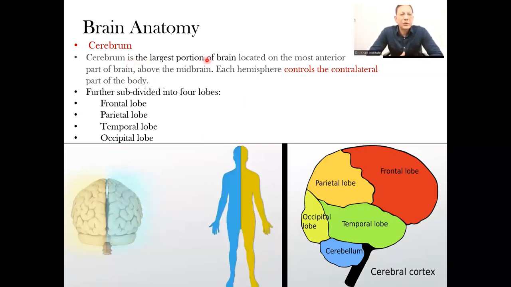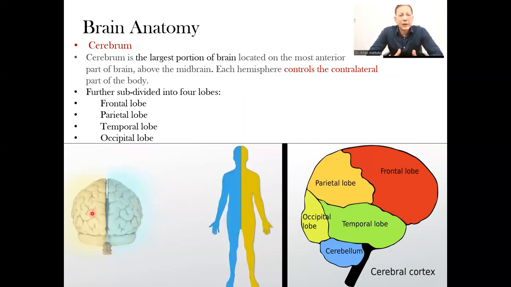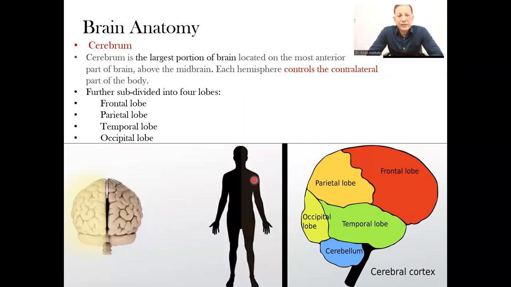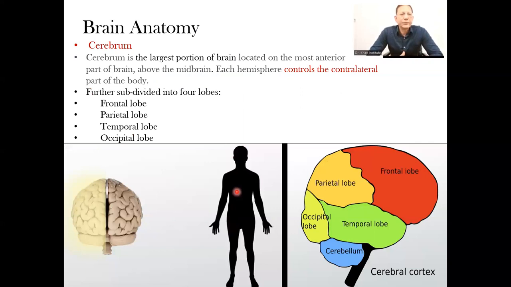Cerebrum is the largest portion of the brain. It is divided into two cerebral hemispheres separated by the medial longitudinal fissure. Each cerebral hemisphere controls the contralateral side of the body, meaning the right cerebral hemisphere will control the left side of the body, and the left cerebral hemisphere will control the right side of the body.